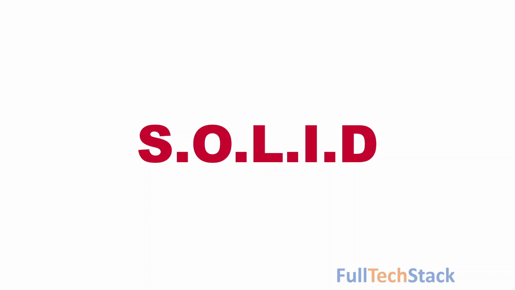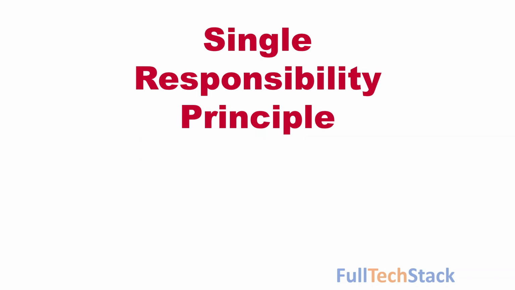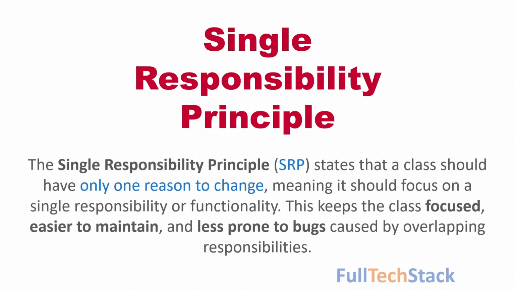Let's start with the first principle in SOLID, the Single Responsibility Principle, or you can also call it SRP. This principle says that every class should have only one responsibility. To put it simply, each class should do only one thing and do it well. But why is it important? Because when a class has a single responsibility, it becomes easier to change, test, and maintain.